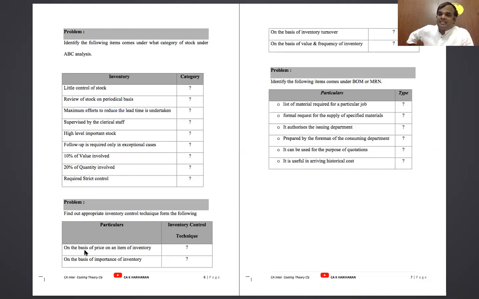Then, on the basis of importance of the inventory, VED: vital, essential, and desirable. Next one, on the basis of inventory turnover, fast moving, slow moving, FSN: fast moving, slow moving, and non-moving. Such a beautiful question. On the basis of value and the frequency of inventory, value means ABC analysis. Now you got the grip over what? A category, there is what? HML, VED, FSN, and ABC. Clear? Good. See how beautifully the past exam question has been drafted.